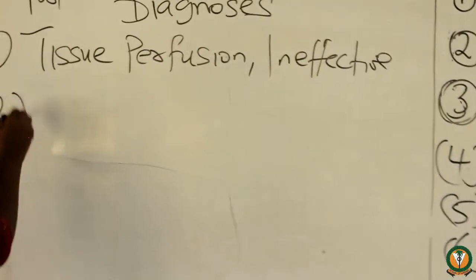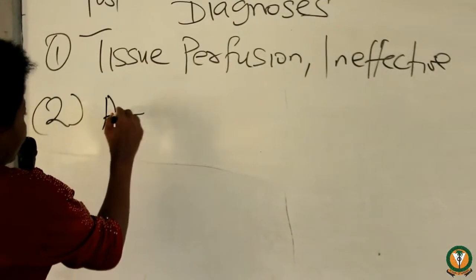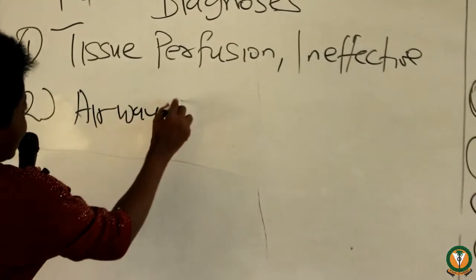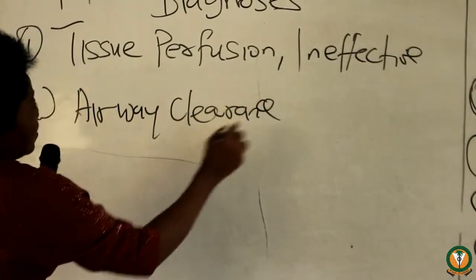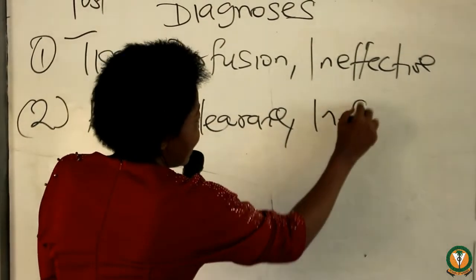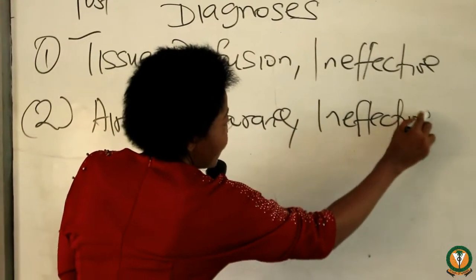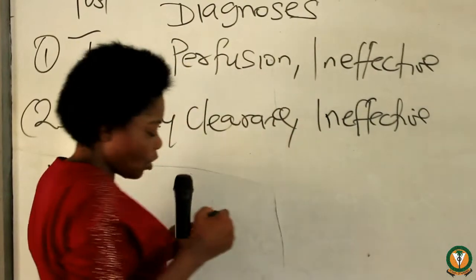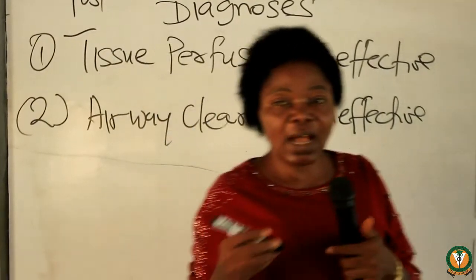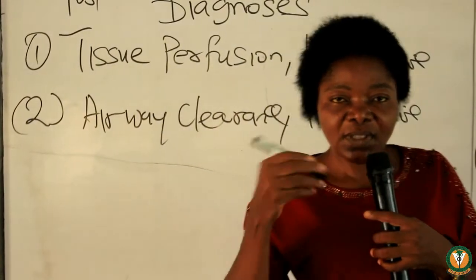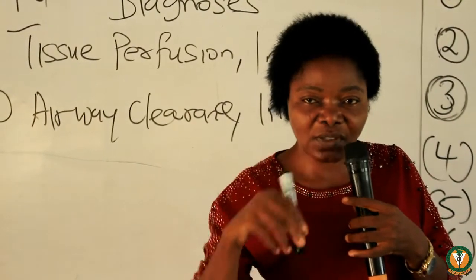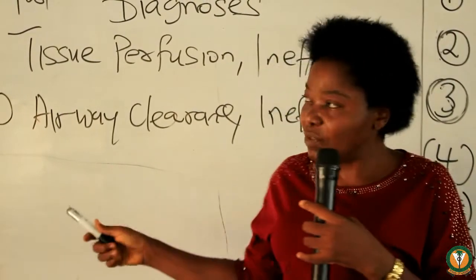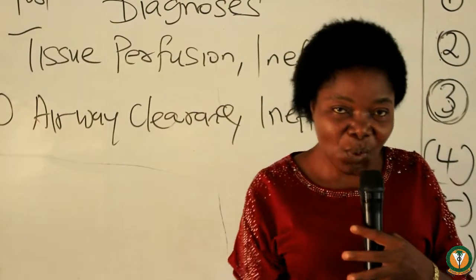Airway clearance, ineffective. We are making this diagnosis because patients that came back from theater, because of effects of anesthesia, are not able to cough out secretions in the airway. You see sometimes mucus block their tongues, block their mouths. So it's the duty of the nurse to make sure that the patient's airway is cleared.